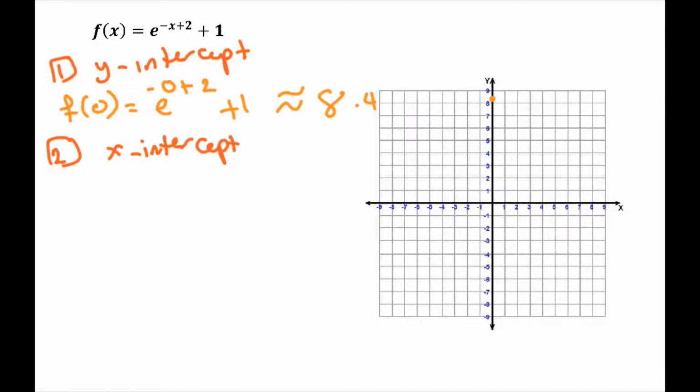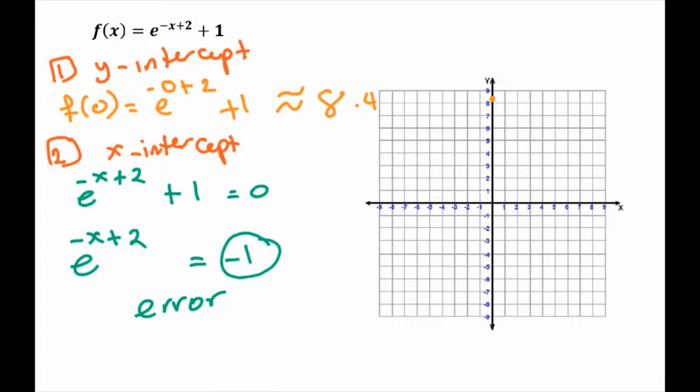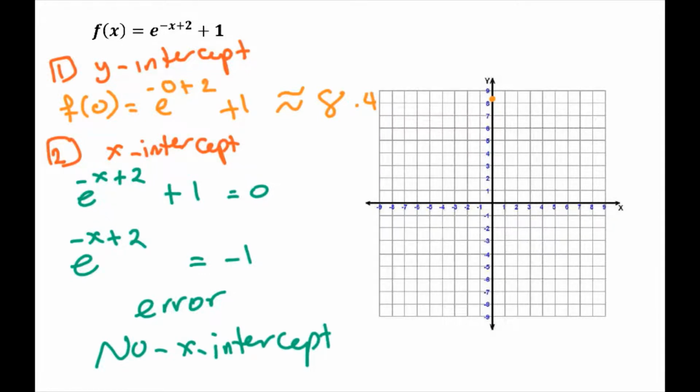And if I want to find the X-intercept, I'm going to make the equation equal to 0. Now again, this is an error because it cannot be negative, and if you take ln of both sides, you will get ln of negative 1. That's an error, so no X-intercepts again. So I know the function is going to be this way or this way, kind of. Or maybe a bit down. We'll see where my asymptote is.